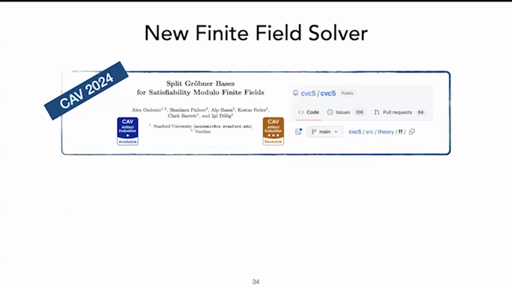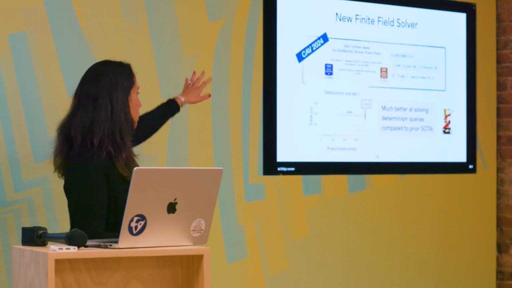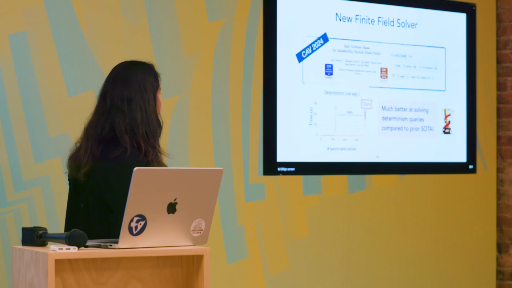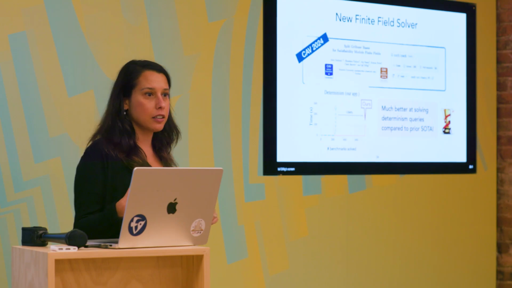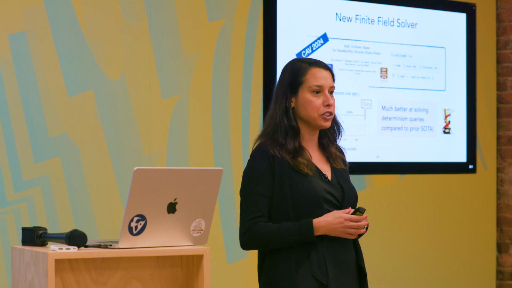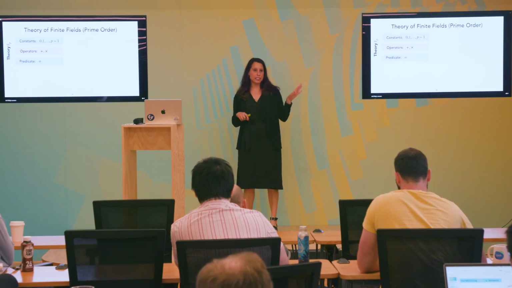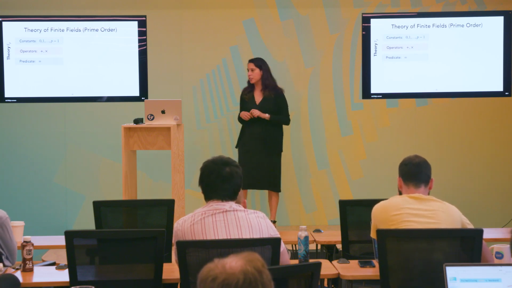And that brings me to our new CAV paper, which talks about a new solver for finite fields based on the idea of split Gröbner bases. The key thing is that using our technique, you can actually do much better when you're trying to answer determinism queries. In particular, compared to the prior state-of-the-art SMT solver, we can decide the satisfiability of 3 times as many queries within the same timeout. So the rest of the talk is going to be how did we get this kind of improvement? What's the new decision procedure?